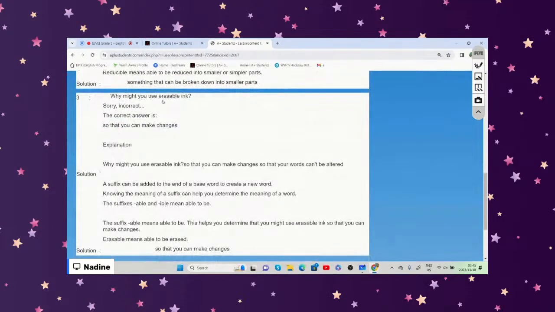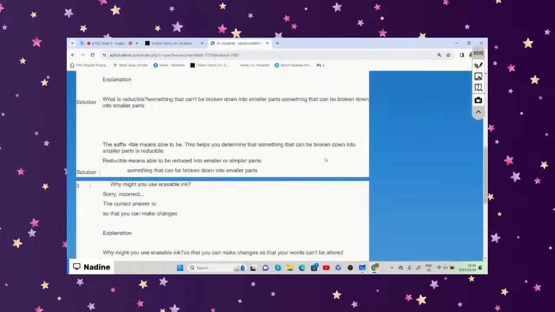Why might you use erasable ink? Why might you use erasable ink? You use erasable ink, right? Then it means that you can make changes. It is erasable, right? So if it's erasable, then it means that you can make changes. And that is why we use erasable ink.